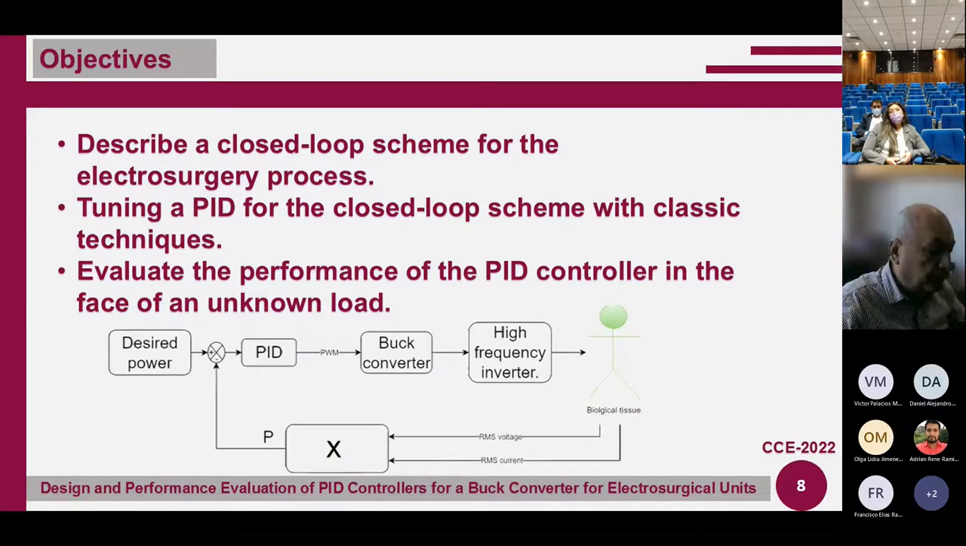Okay, so the objectives of this work are to try a closed loop control of the electrosurgical process, design a PID for the regulation with the classic methods, and evaluate the performance of the PID controller in the case of a variable load. And this process is designed to regulate power.